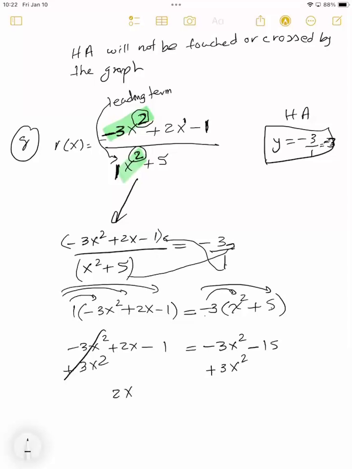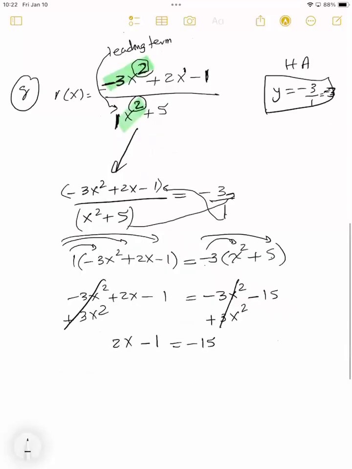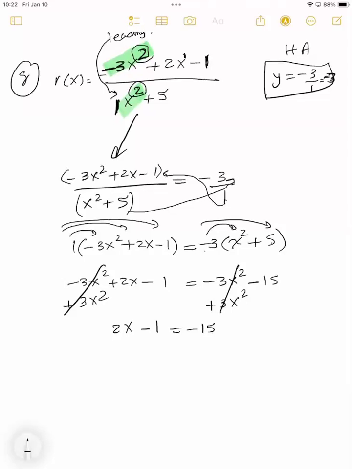I get 2x minus 1 is equal to negative 15. This is a linear equation. Our goal is to isolate x. We get rid of the number that is being added or subtracted. So we add 1 to both sides.